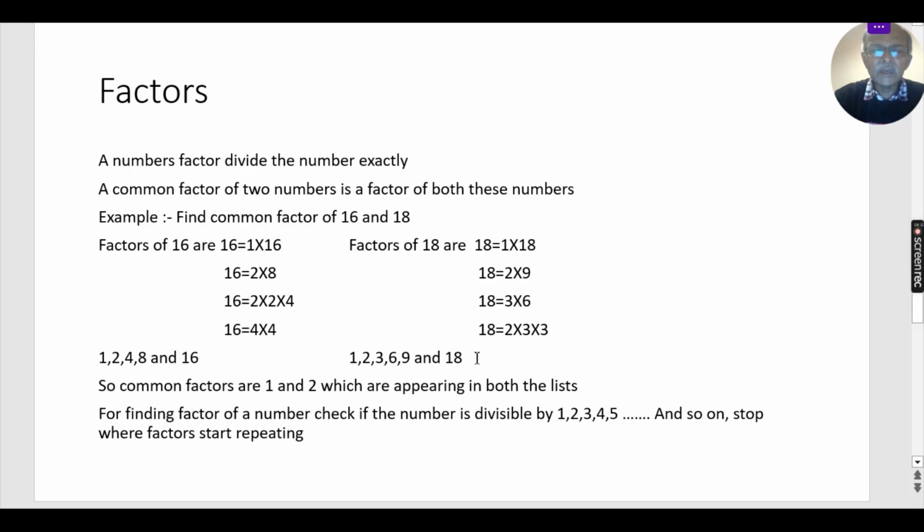So we can say the common factors of 16 and 18 are 1 and 2. Got it? I hope I have clarified it.